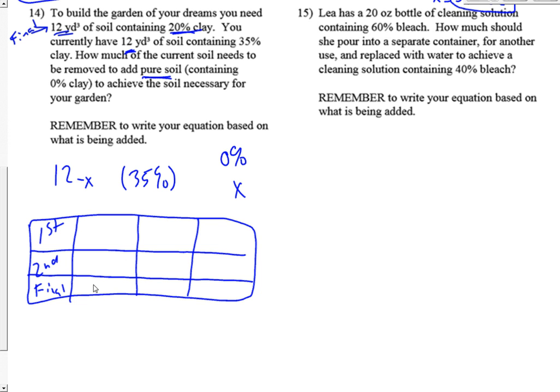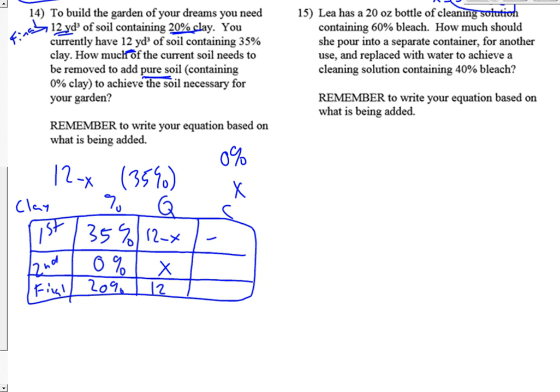Now we know that we want to end with 20% clay, and the quantity is 12 cubic yards. We're starting with that 35% clay mixture, and even though we have 12 cubic yards of that, we are taking some away, so that's 12 minus x. We are adding soil that has no clay in it, so 0%. And we are adding back that amount that we take away from the original soil of 35%.